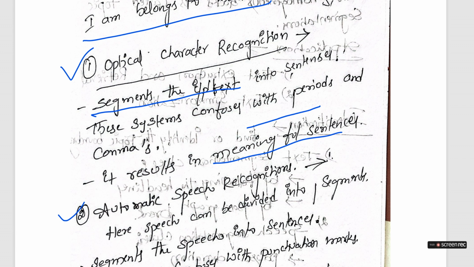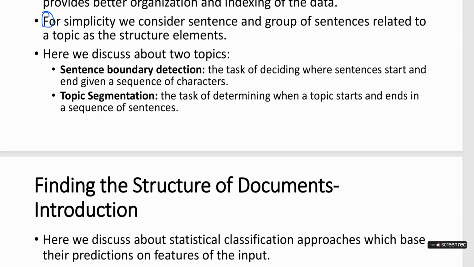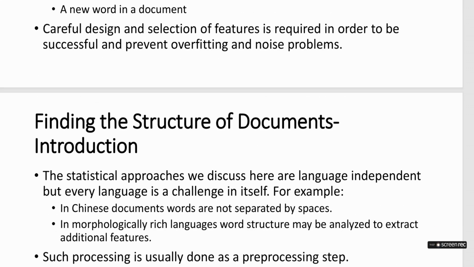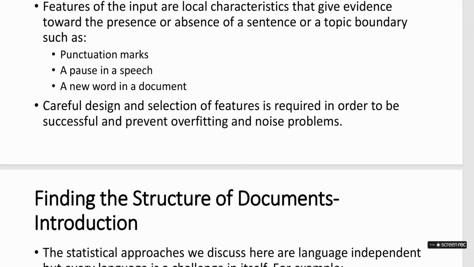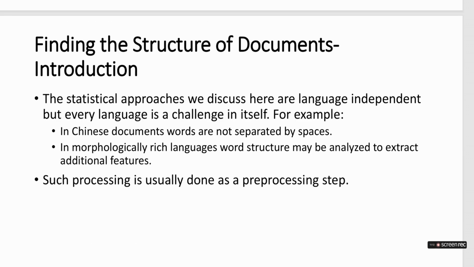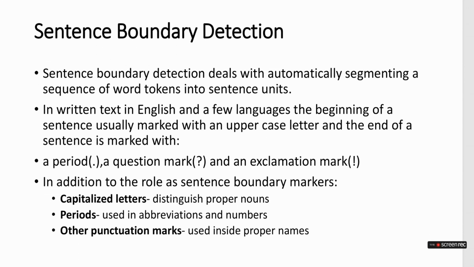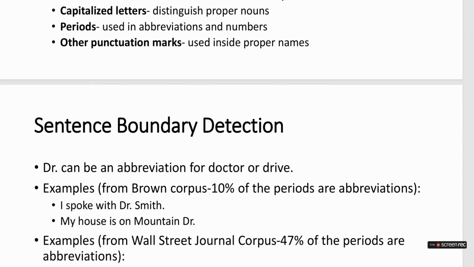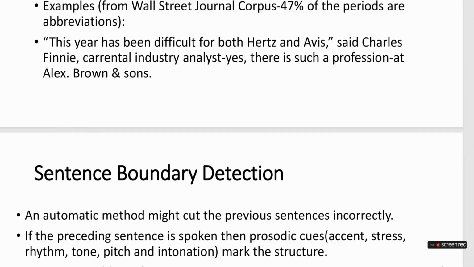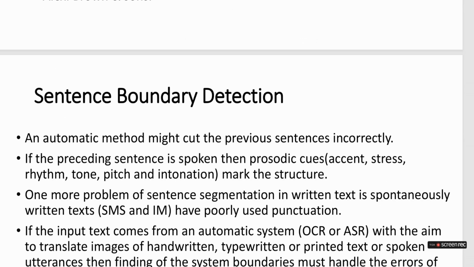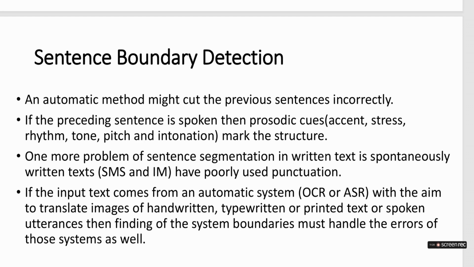Okay, here I have given a simple example, let me show you that also. Punctuation mark, this one, sentence boundary detection. These we already did and understood. In sentence boundary detection, an automatic method might cut the previous sentences incorrectly.